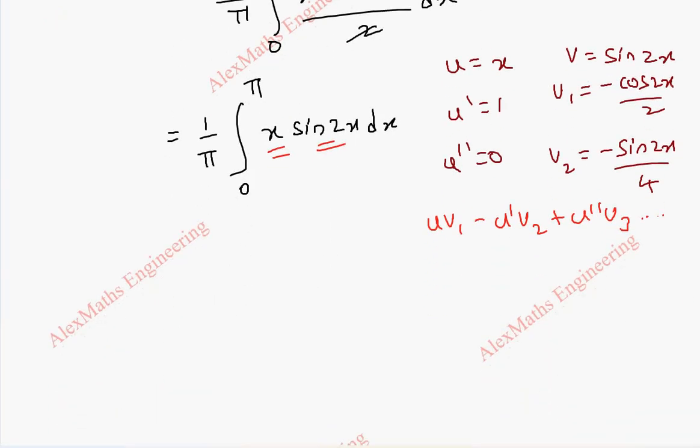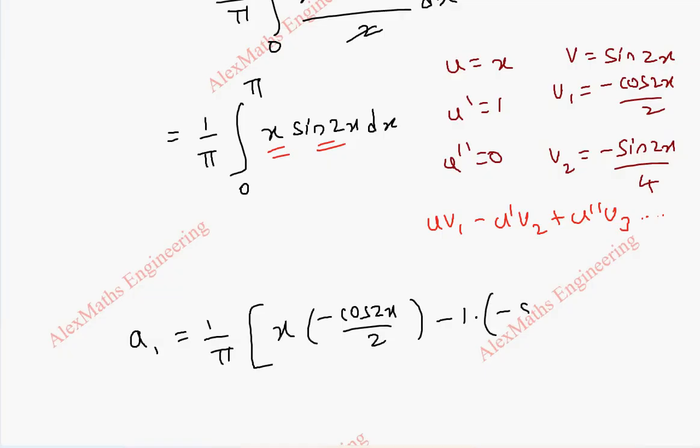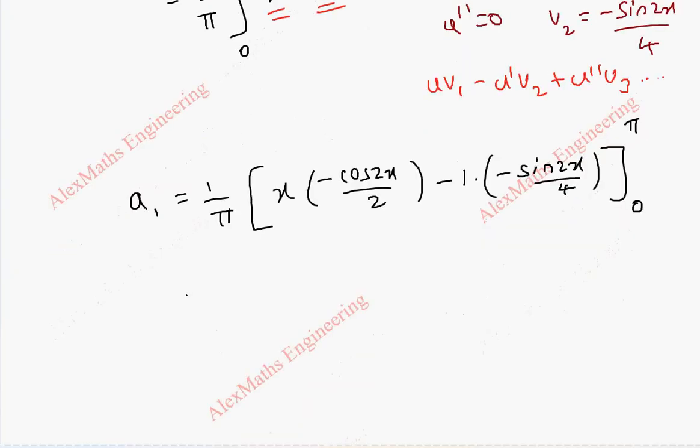So now we have a1 equal to 1 by pi, x into minus cos 2x by 2 minus 1 into minus sine 2x by 4, and u double dash is 0. So 0 to pi we have as a limit. When we substitute the upper limit, this is pi into cos 2pi is 1 and we have minus here, and sine 2pi is 0.